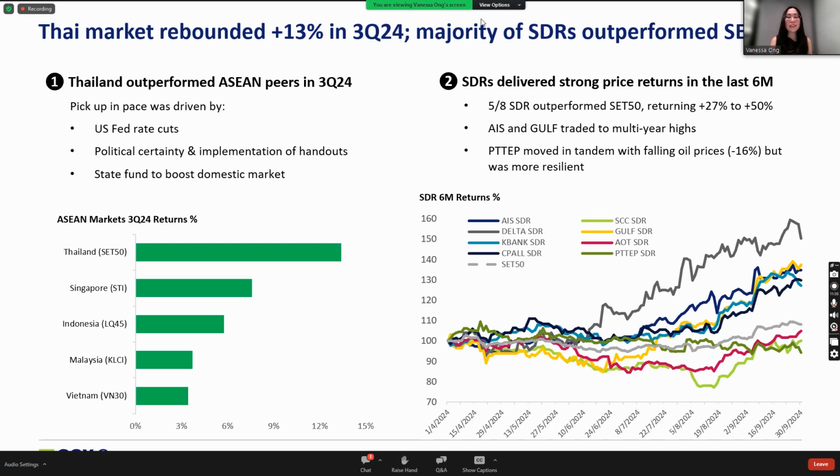Furthermore, we also see notable counters like AIS and Gulf, as highlighted in dark blue and in yellow, trading at multi-year highs. And lastly, a slight exception among the SDR suite is this counter in dark green, PTTEP, which was on a slight downtrend because it moves in tandem with oil prices, which were on a slight downturn this year.